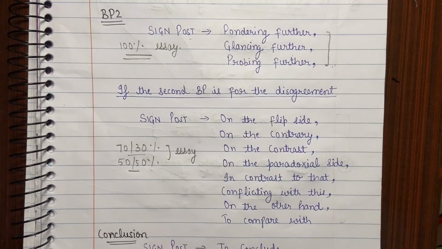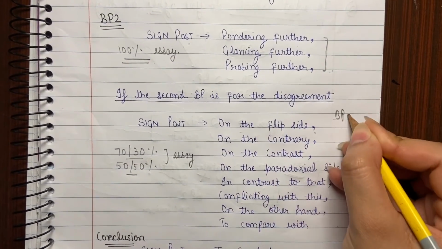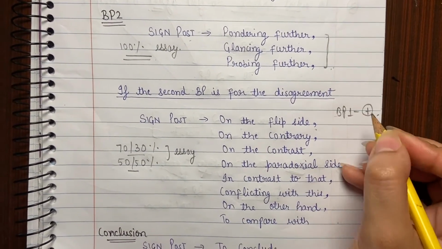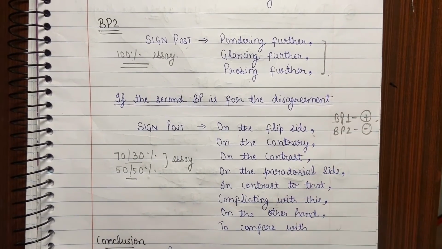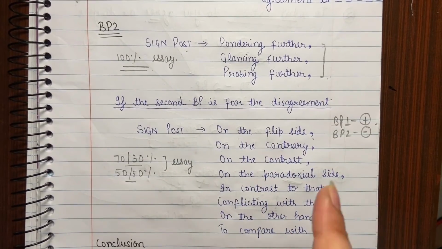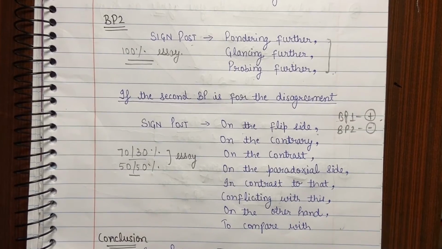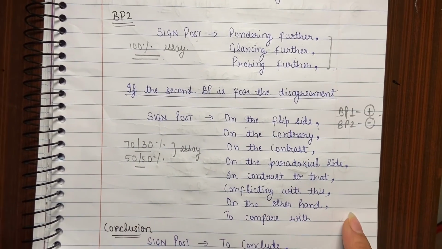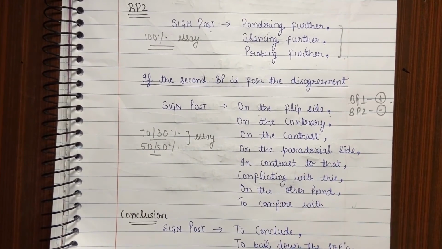For the next BP, you will write as on the flip side. For example, in BP1 you have written positive points for any statement, and in BP2 you have to write negative points. Then you will use on the flip side, on the contrary, on the contrast, on the paradoxical side, in contrast to that, conflicting with this, on the other hand, to compare with. So I hope you understood this.